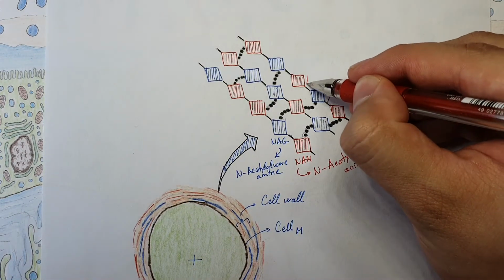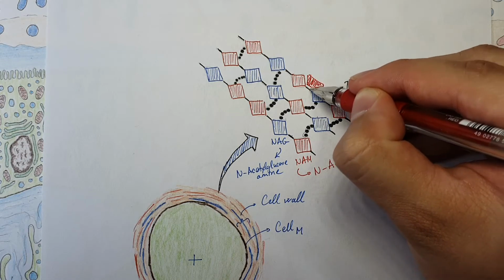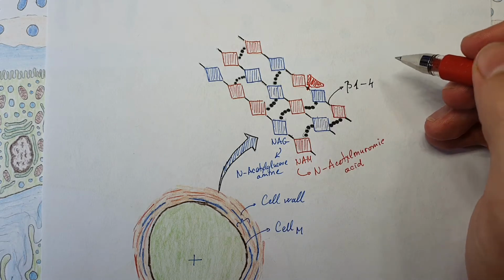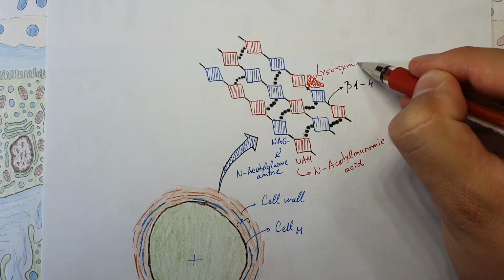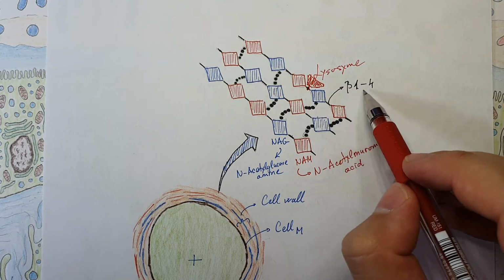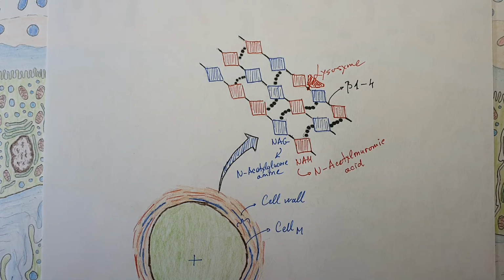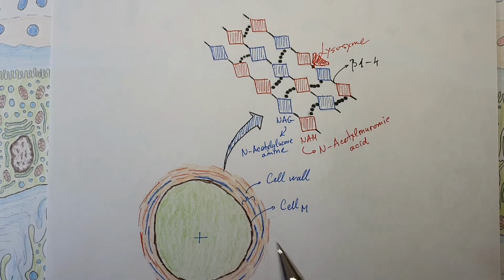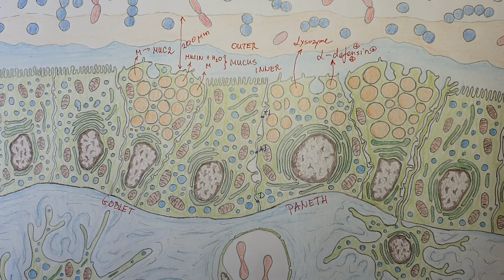So the lysozyme enzyme comes in here, and it disrupts this bond. This would be the lysozyme. So it actually breaks up this connection between these two molecules, and then the peptidoglycan wall destabilizes and breaks, and the fragile cell membrane is then exposed. So this is another way that our intestinal barrier is working through the Paneth cells.